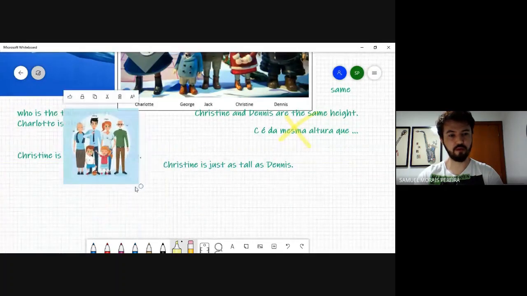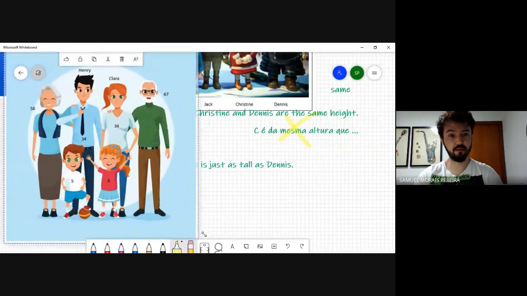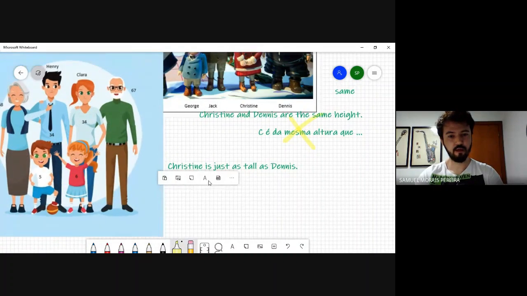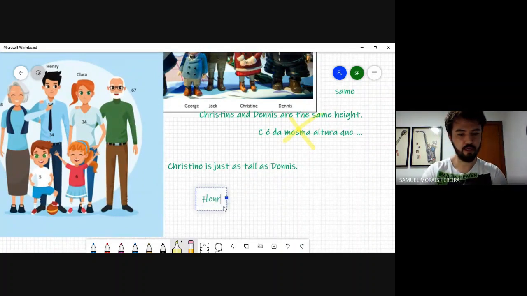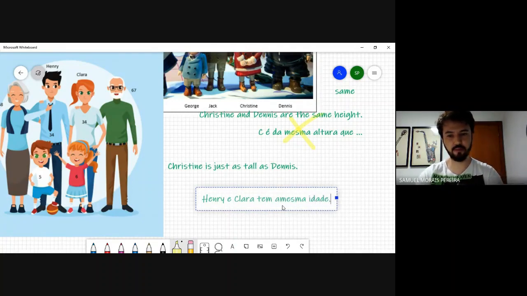Just a moment. Now I have a family, okay? Oh, I have a father, mother, I have children, and I have grandfather and grandmother, okay? Take a look at Henry and Clara's ages. Can you see here? Eles têm a mesma idade. Então, olha, como é que eu digo? Henry e Clara têm a mesma idade. Henry e Clara têm a mesma idade. Any volunteer?